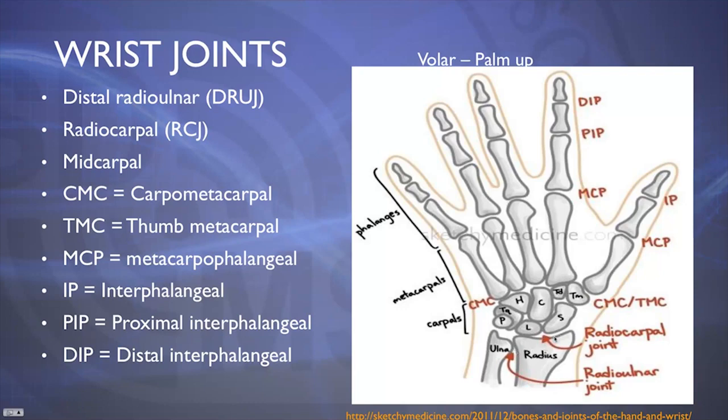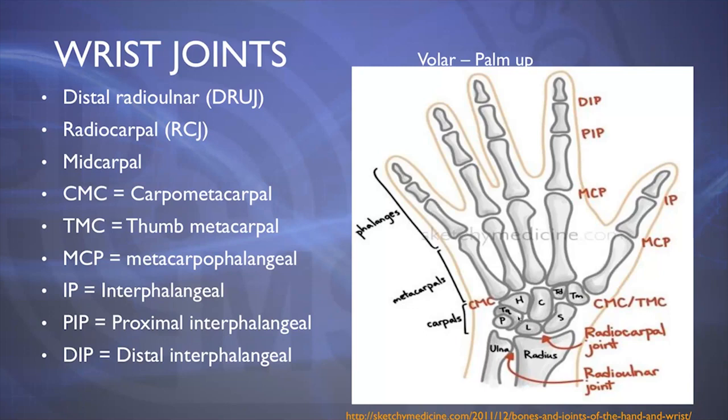The radiocarpal joint is the joint in between the radius and the proximal carpal row of bones. So we'll typically be placing the probe now in longitudinal, looking between the radius and the scaphoid or the lunate, depending on where it is that you're looking. And then the midcarpal joint is in between the proximal and the distal rows of carpal bones. So anywhere along here would be indicative of the midcarpal joint.